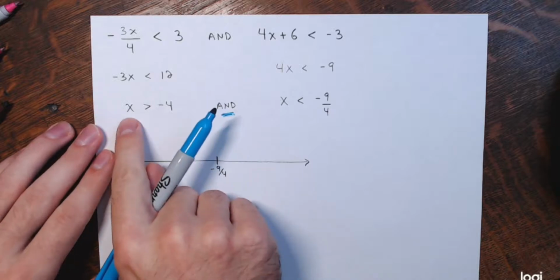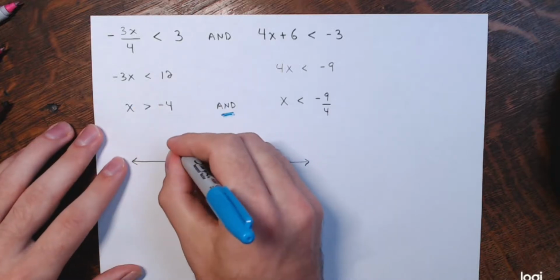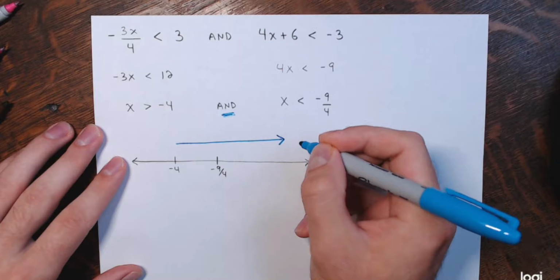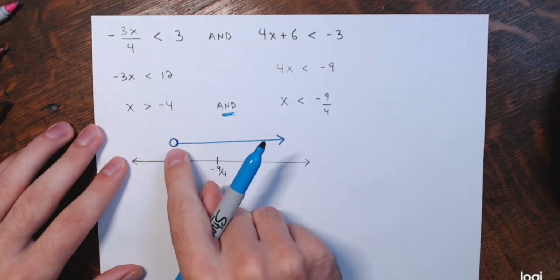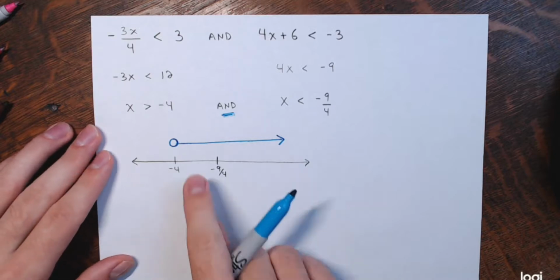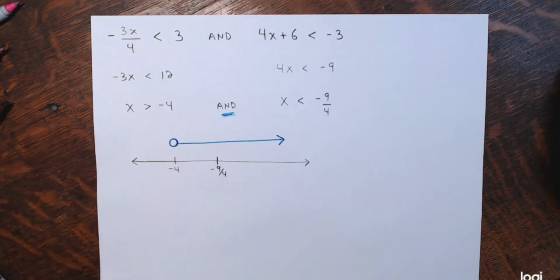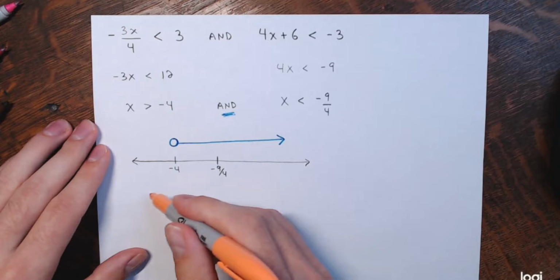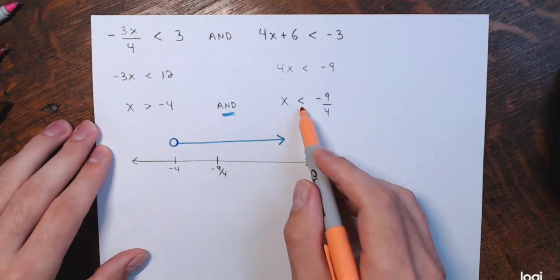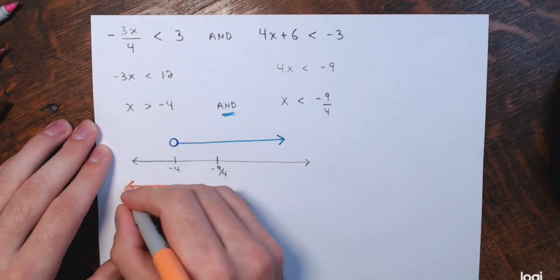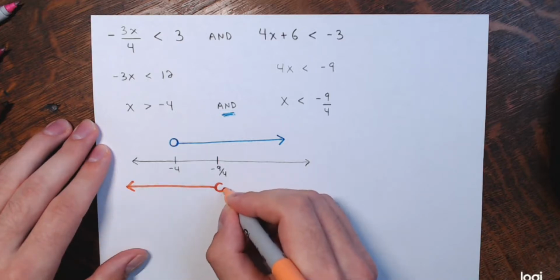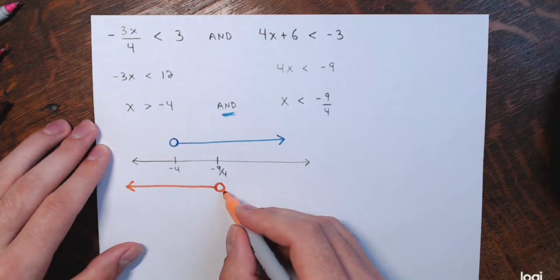Alright, so x is greater than negative 4. That's all these numbers, right, to the right of negative 4, but not including negative 4. So negative 4 is not on that graph, but all the numbers to the right of negative 4 are. And then below the number line, we have all the numbers less than 9/4. So that's the numbers left of 9/4, but not 9/4 itself. Right, so again, an open point there.